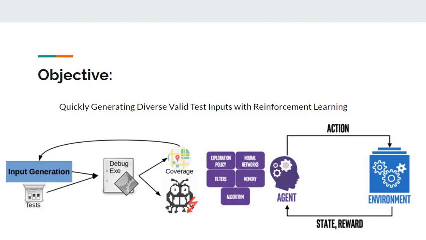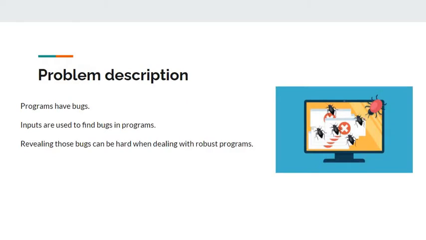Let me first introduce our objective. Our objective is to create a test input generator that can quickly generate diverse valid test inputs with the use of reinforcement learning. Programs have bugs, and the only way to find those bugs is to feed the program with a huge number of diverse inputs. However, doing so is not that easy.